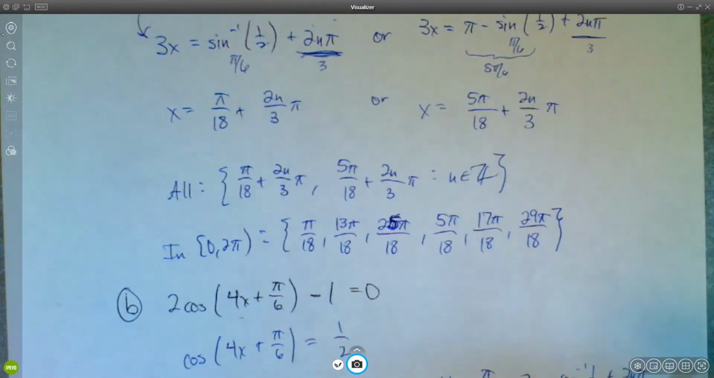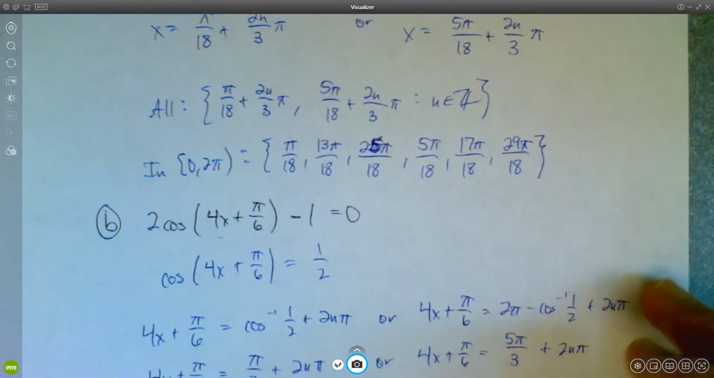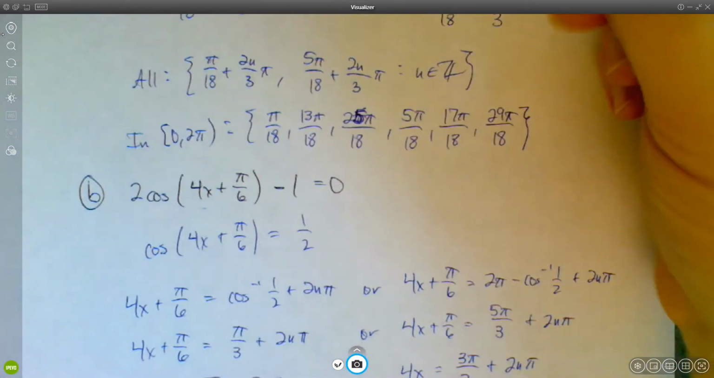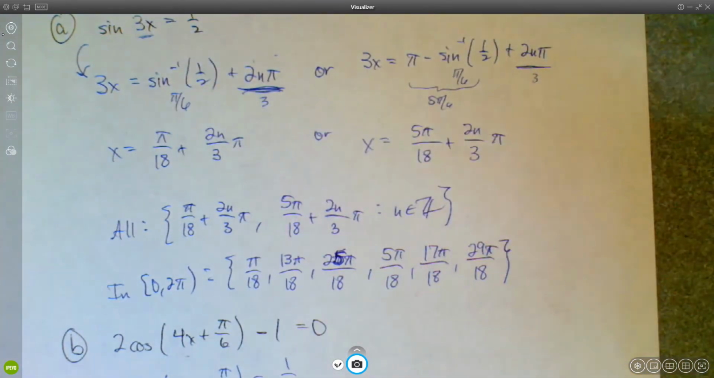Okay. So as you can see, this is just the same exact kind of problem as what we did in 6.2. There's really nothing new here. The only thing is that, after applying this rule, you still have to solve for x, so you still have to do some stuff. But that's really the only difference.